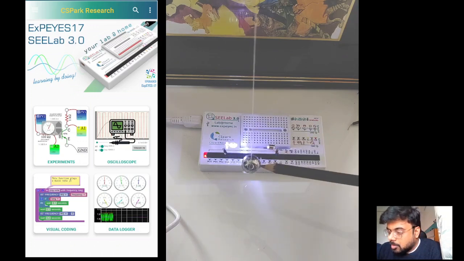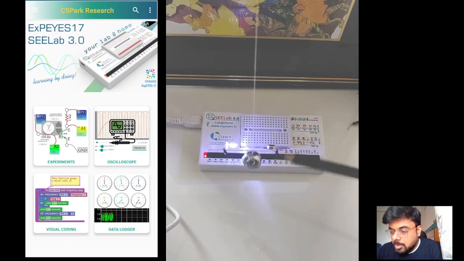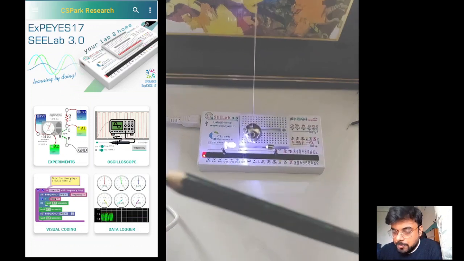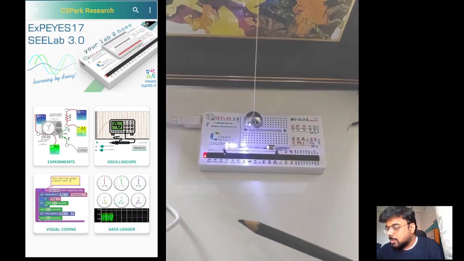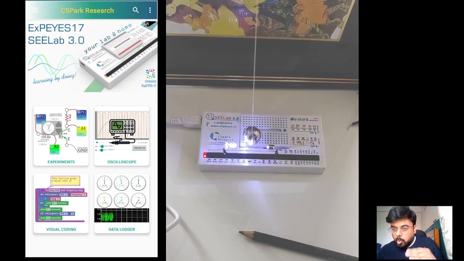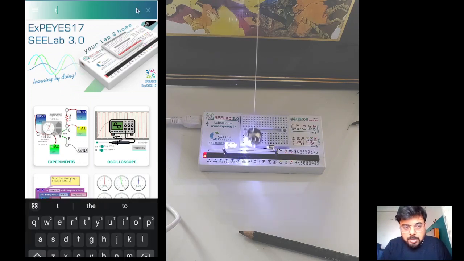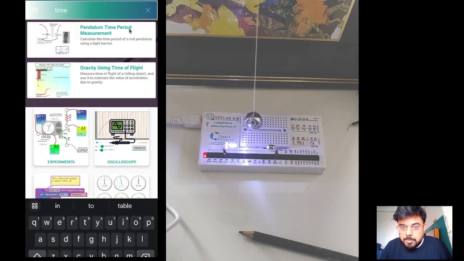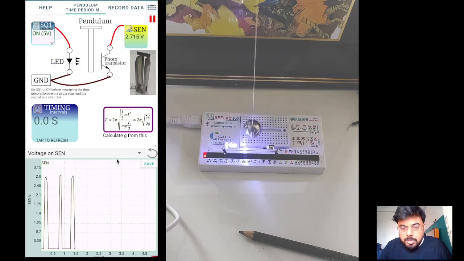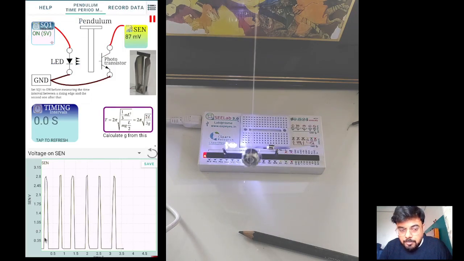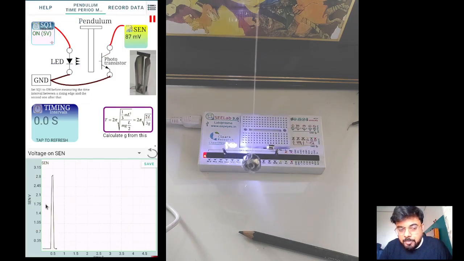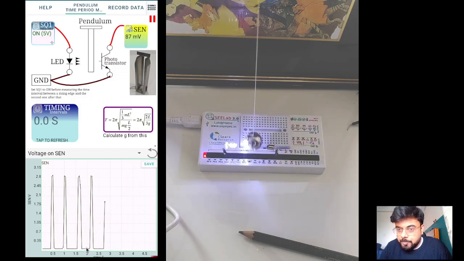Now, whenever this bob intersects this beam, the signal on SEN changes. So the voltage level is typically low when there's light incident on the phototransistor, and when the light path is blocked, the signal level goes high. So let's look at these signals in the pendulum time period measurement experiment. And as you can see with this graph, the signal oscillates between low and high.